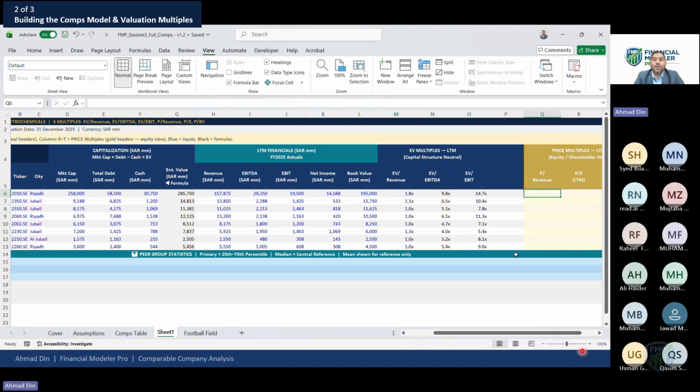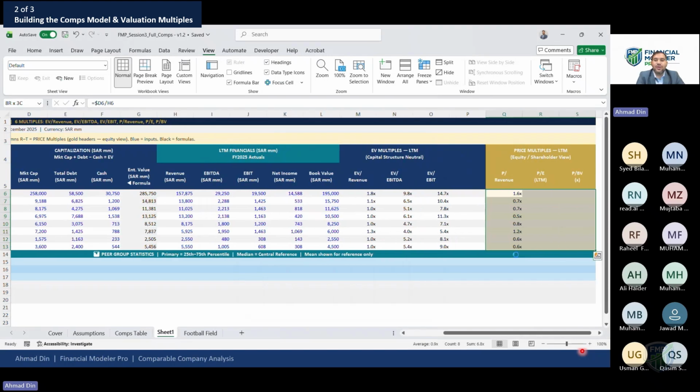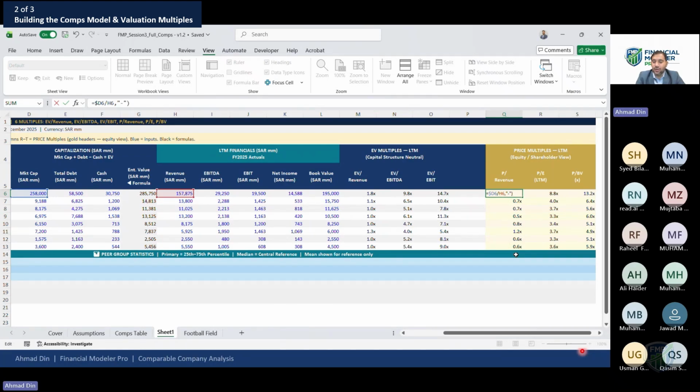Now for the price to revenue: in the enterprise value multiples we used the enterprise value, and here for the price we will use the market cap. Market cap divided by revenue, same as before. Here we also need to apply the IFERROR, so if there is some error in the sheet, it can be ignored.